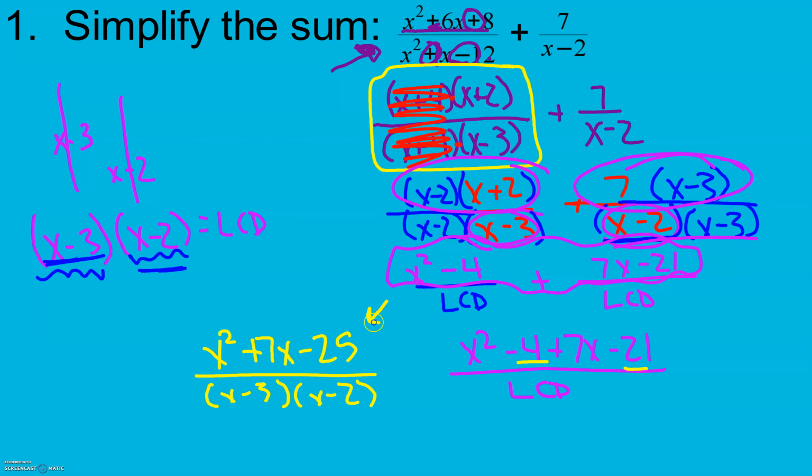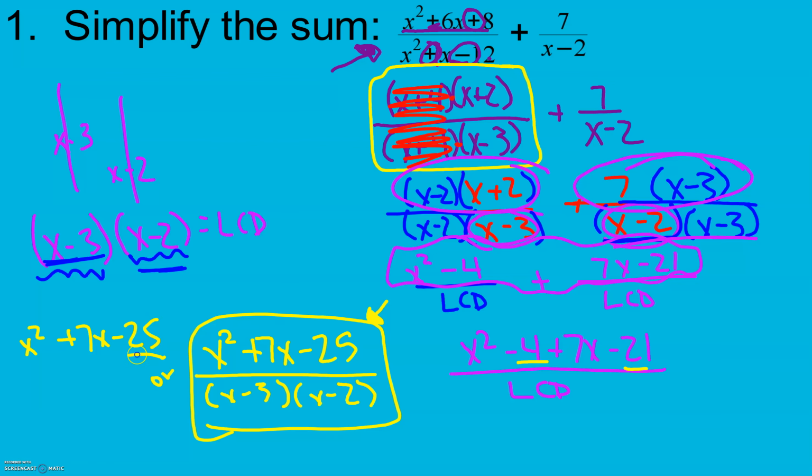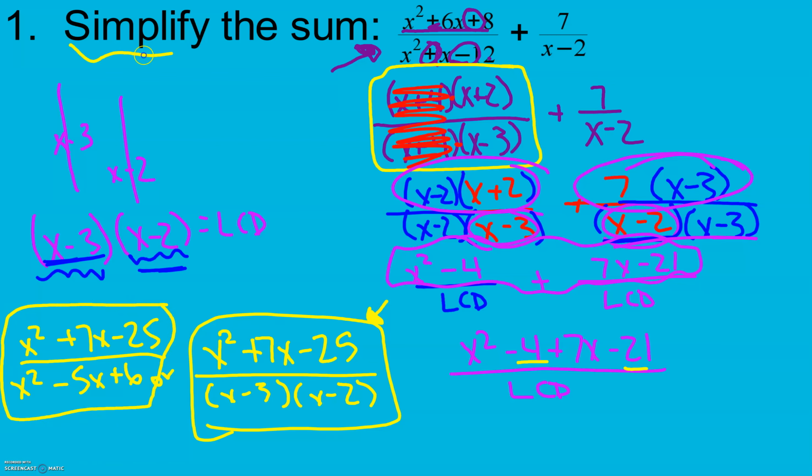We always want to try and factor here if we can to simplify. Multiply to 25, subtract to 7, there is nothing. So this, or I would take if you multiplied out your denominator. FOIL here, x squared minus 2x minus 3x gives me negative 5x plus 6. So either one of those is our simplified sum.